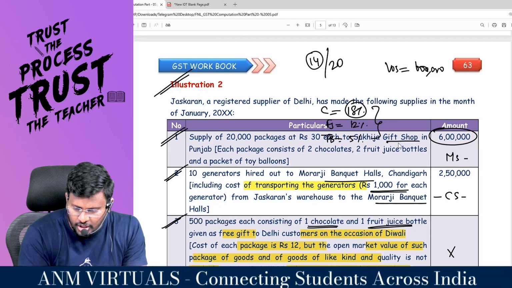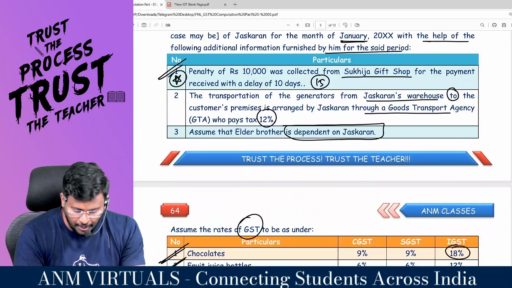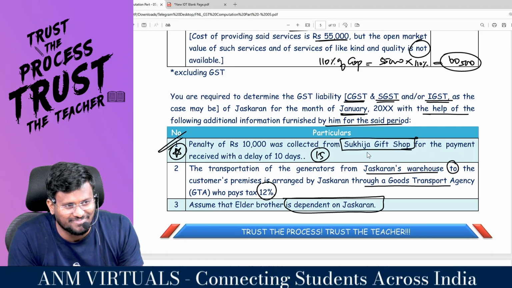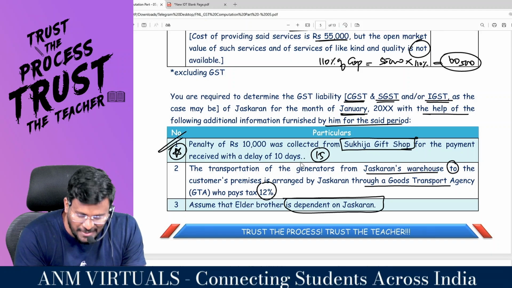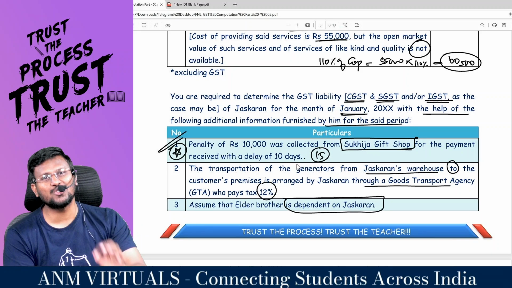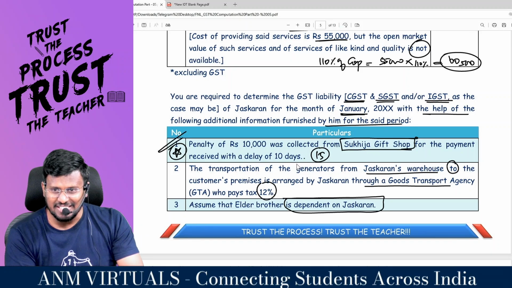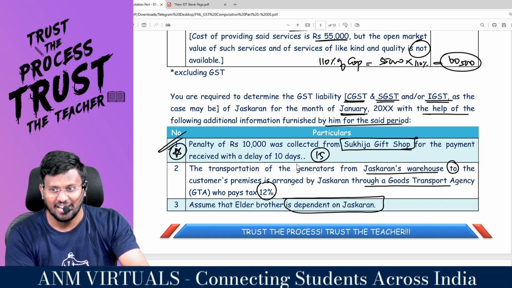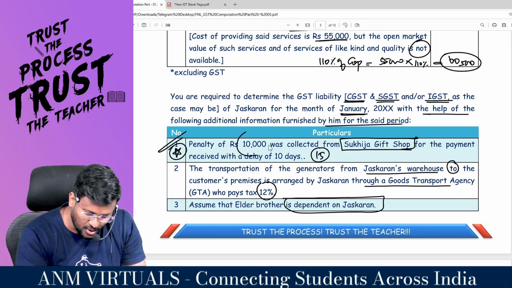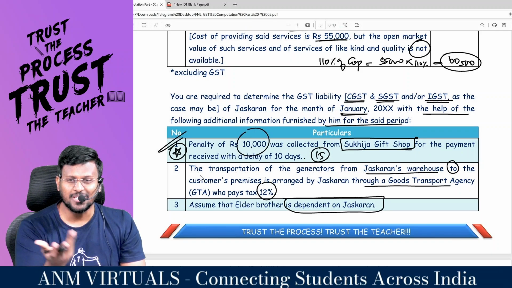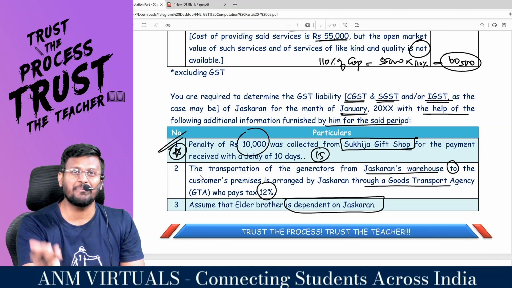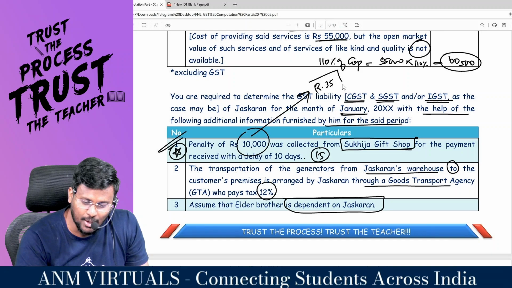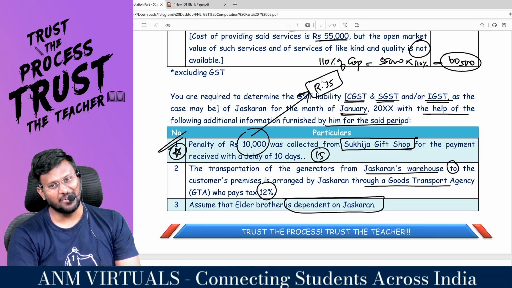Because they sold to gift shop Punjab, but the gift shop Punjab has not paid the consideration on time. There is a penalty. As per Section 15, any penalty should be included in the value of supply. That means the consideration is not 6 lakh; it is 6 lakh 10,000. But you should not think like that, because this is inclusive of GST. A person who pays a penalty will not pay plus GST. So you have to reverse it by applying Rule 35, value inclusive of taxes. Comfortable?